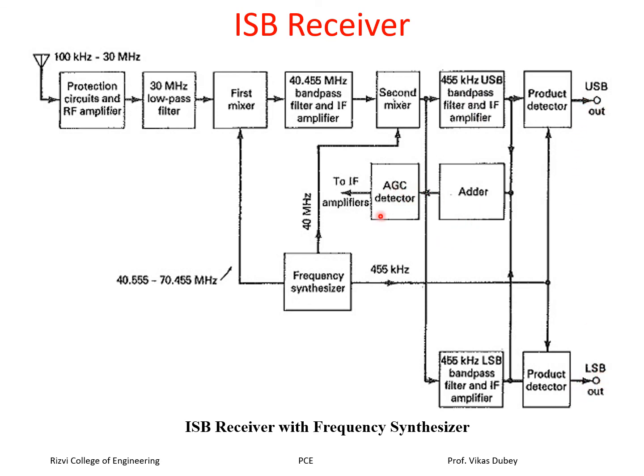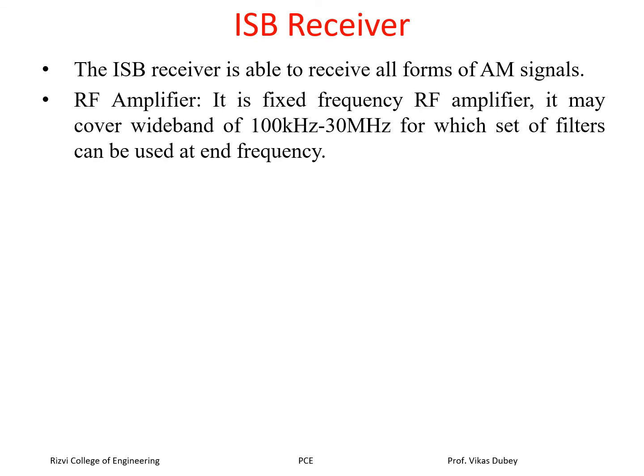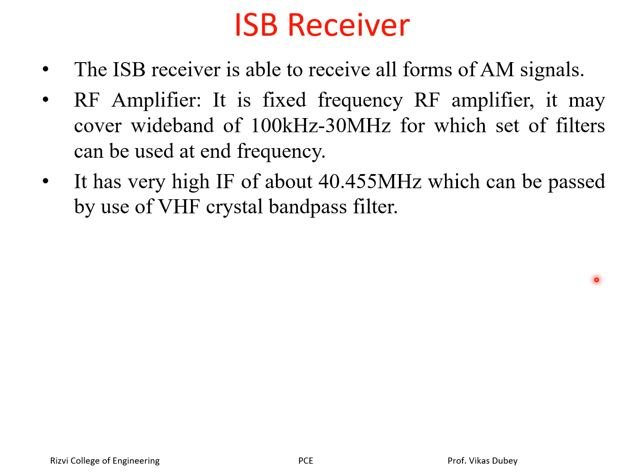Now here an ADC detector is there, which will control the gain of the circuits. So the ISB receiver is able to receive all forms of AM signals. The RF amplifier is a mixed frequency RF amplifier, because its frequency is 30 megahertz. It may cover a wideband of 100 kilohertz to 30 megahertz, for which a set of filters can be used at the end of the frequency, so that the frequency would not be greater than the defined values.